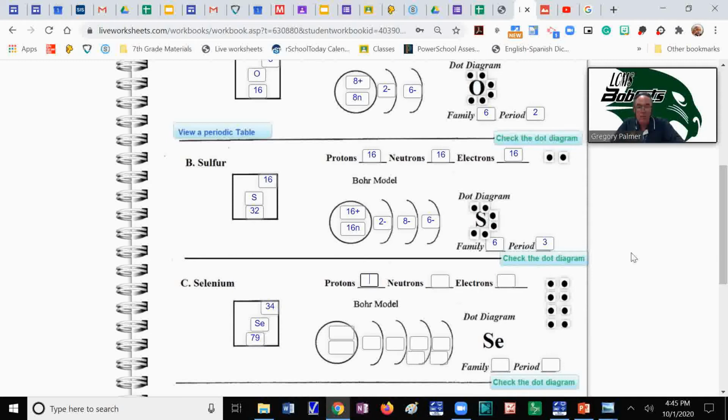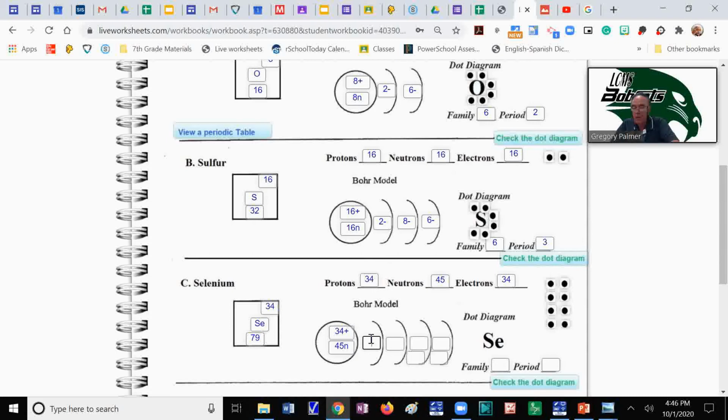Okay. And the number of protons is going to be 34. To find the number of neutrons, we're going to take 79 minus 34. It's okay to use a calculator. 79 minus 34. 45 neutrons. And you know the number of electrons is always equal to the number of protons. And our nucleus is going to go with 34 protons. And we have 45 neutrons in the nucleus.